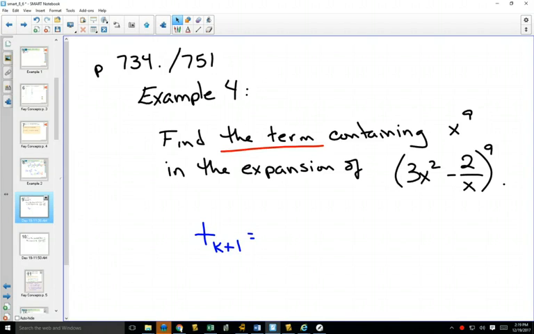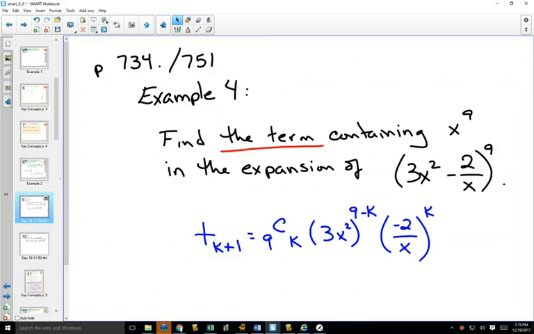If we put in everything that we do know, we know that n is 9 because that's our exponent. So it'll be 9 choose k because we don't know what k is. We know that our first term is 3x squared, and it will be to the power 9 minus k. And our second term is negative 2 over x, and it would be to the power of k.